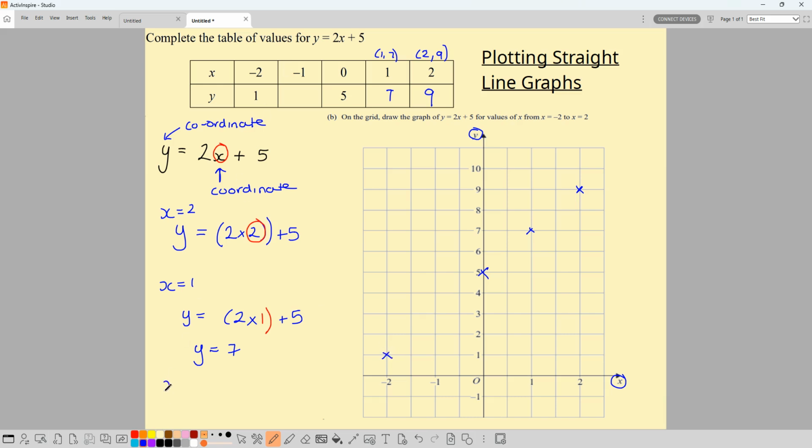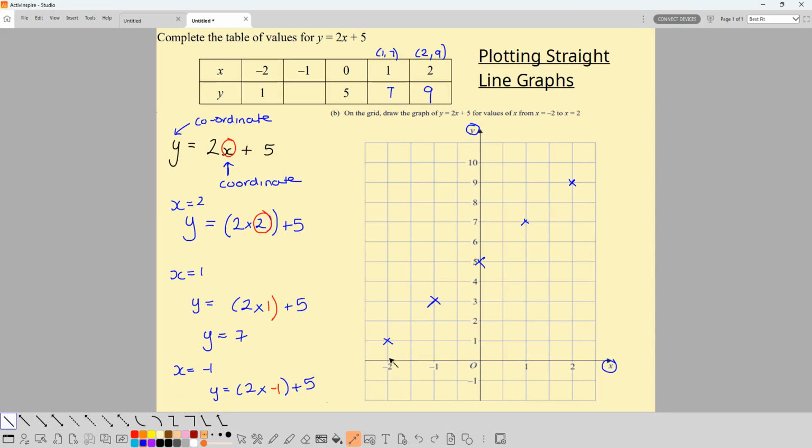Right, finally, when x is negative 1, y is going to be 2 lots of negative 1, add 5. 2 lots of negative 1 is negative 2. Negative 2, add 5 is positive 3. And it should always make a straight line, okay? For a straight line graph, if it's in the form y equals mx plus c, it should always be a straight line. We can then simply draw the straight line that goes through the values.